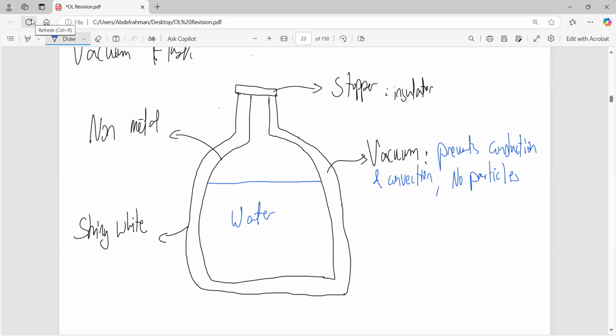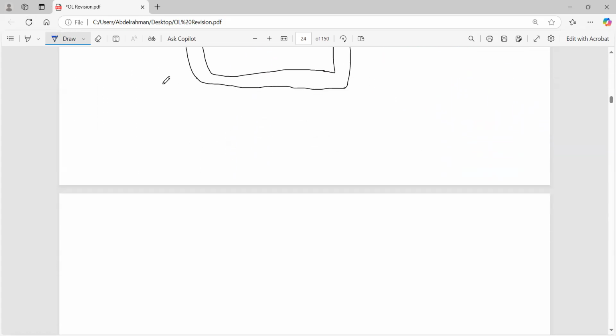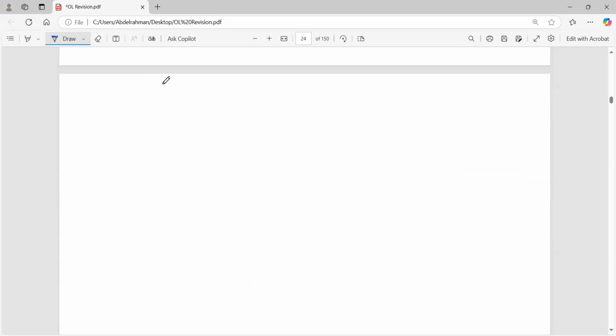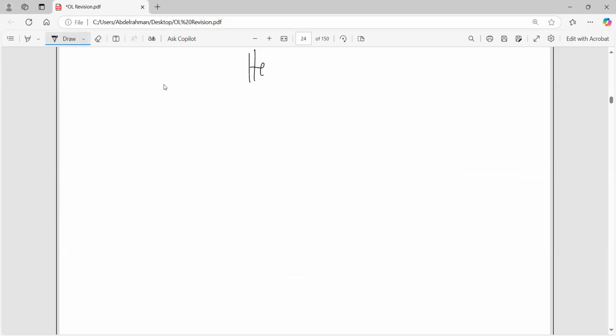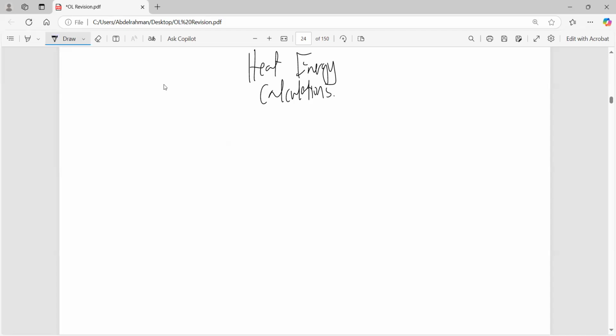Okay, nice. So we're done with the heat transfer. Let's talk about the heat energy calculations and start to solve quite quickly. Let's go. Heat energy calculations. We only have one equation. One calculation: specific heat capacity.